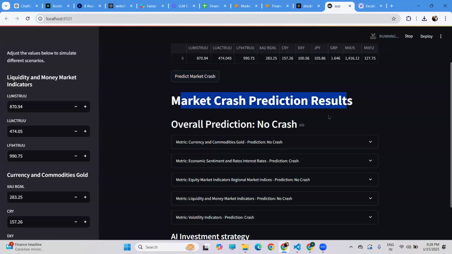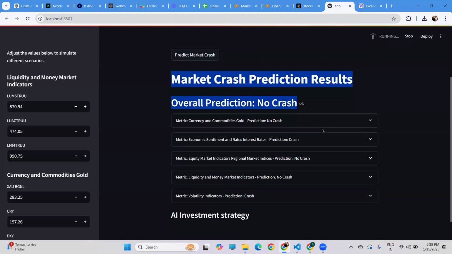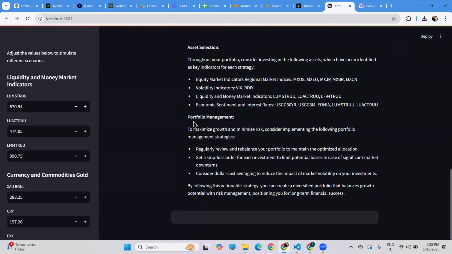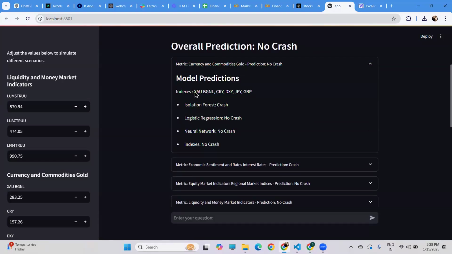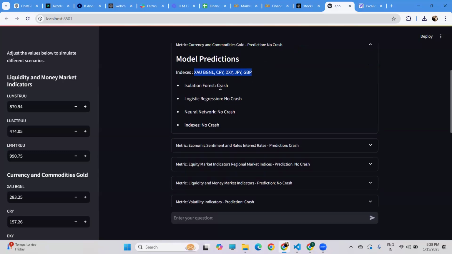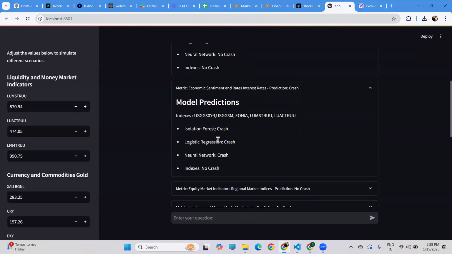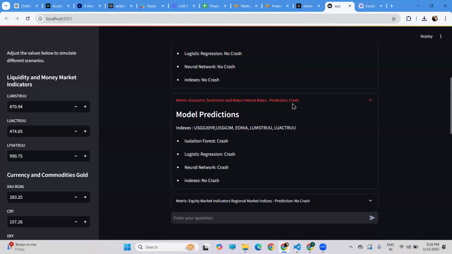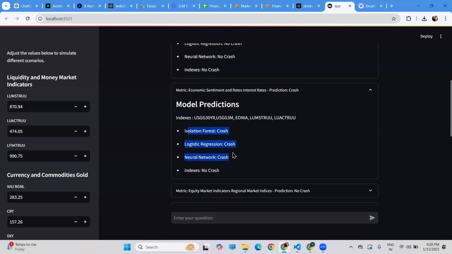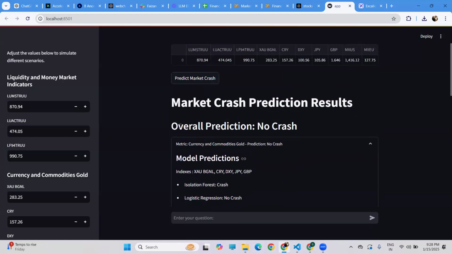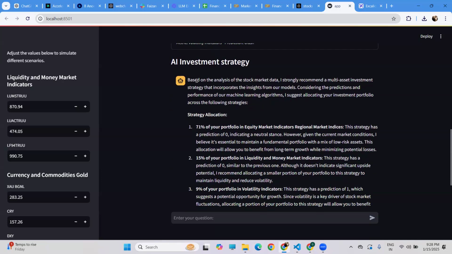So as you can see, my overall prediction is no crash, but you can also see the prediction as per all five metrics. This is the prediction from the first metric, which uses these indices to predict crash or no crash. You can see this particular metric predicted no crash, and you will also see the output of all the different models for that particular metric. For example, as per this metric, it's saying it's going to crash because all three models are predicting a crash. But overall, as I'm using voting, the overall vote for no crash is higher, so the overall market prediction is no crash.